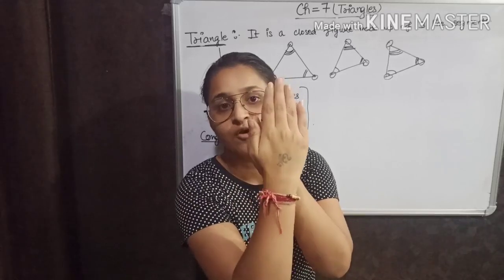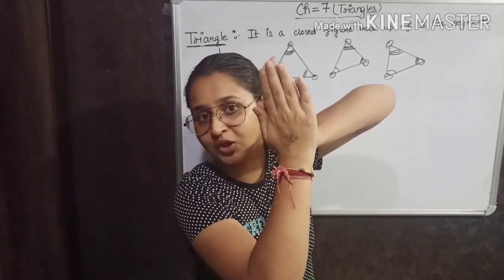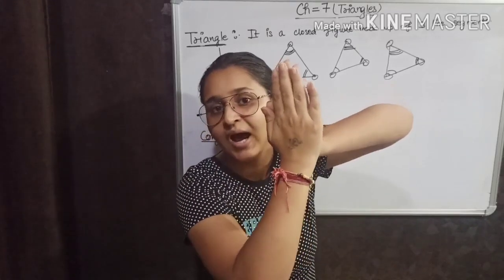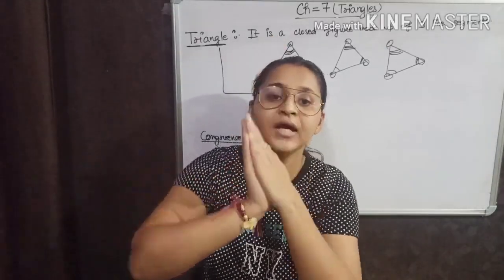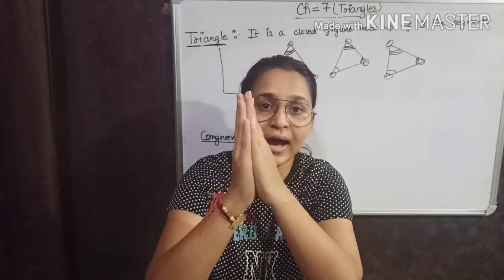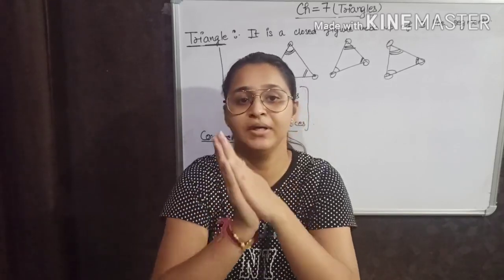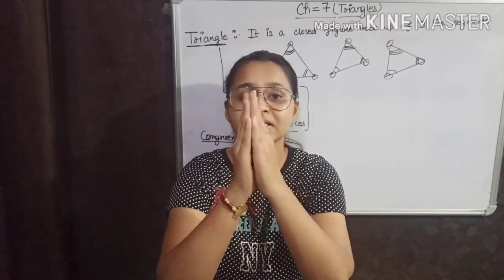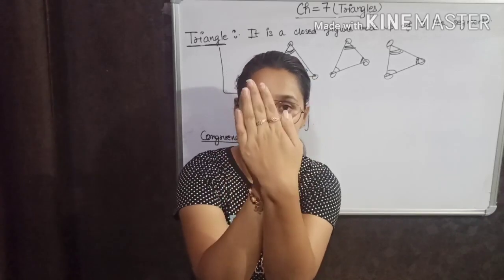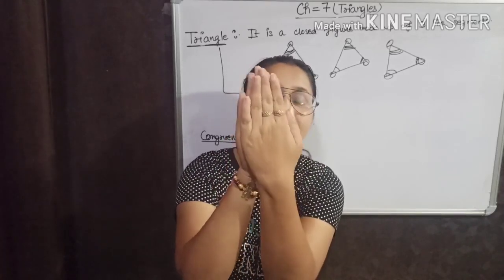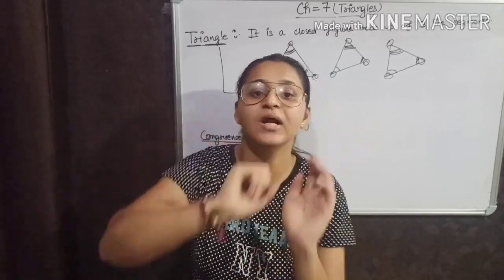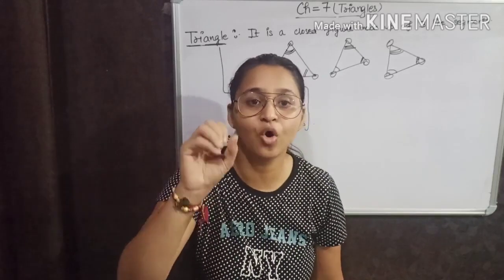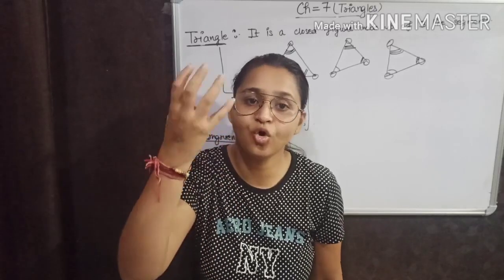If I rotate like this, are you able to see this hand now? No. It means these 2 hands are overlapping each other, covering each other. I cannot see the second image when I am placing one over another. So this means the congruence. Congruence means it is overlapping.